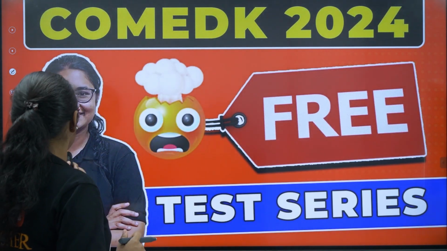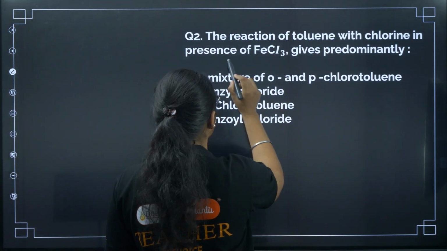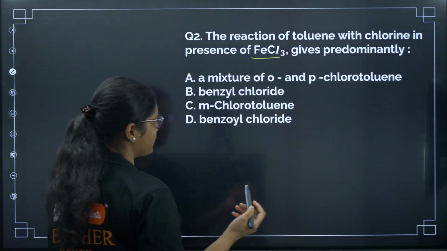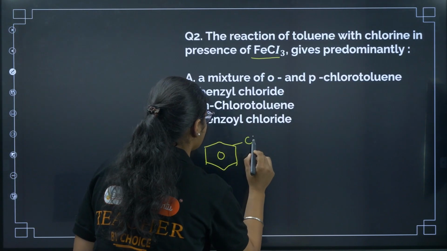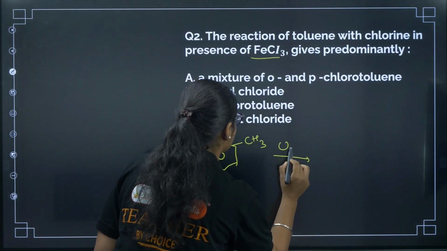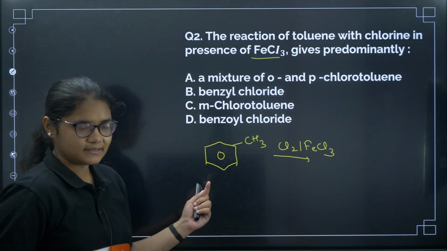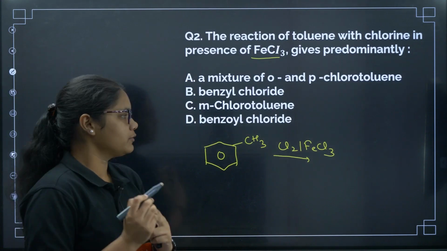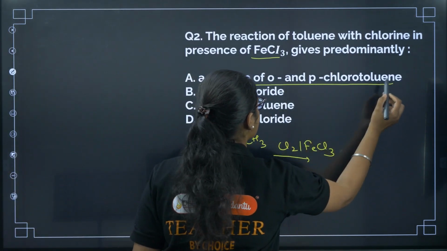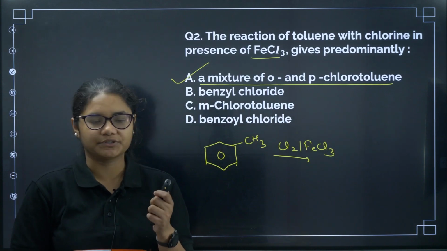Now let us go to the next question. The reaction of toluene with chlorine in presence of FeCl3 gives predominantly. If we have toluene and you are reacting with chlorine in presence of FeCl3, this is chlorination of the benzene. The methyl group is an ortho-para directing group, so we will get substituents at the ortho and para position. We'll get a mixture of ortho and para chlorotoluene. So the correct answer for this question is option number A.